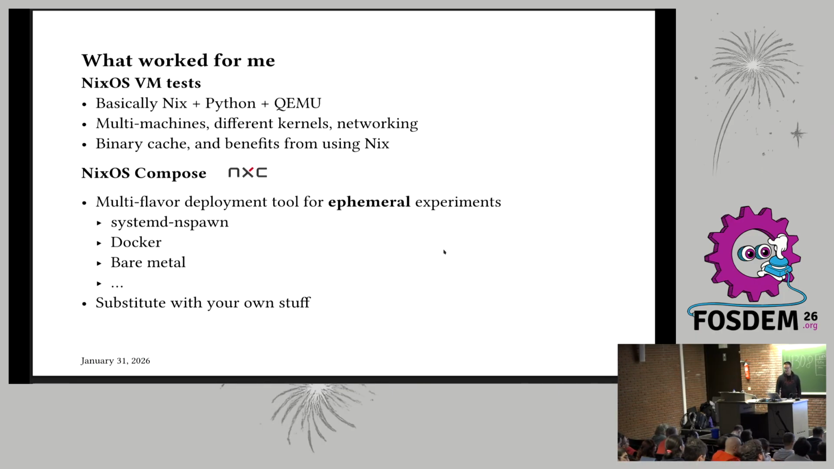So what worked for me is using a NixOS specific tool, but you can run this on a non-NixOS system with Nix installed. It's called NixOS VM Test. It's basically a wrapper around QEMU and generates scripts to set up the virtual networking and the starting script for QEMU VMs. So with this, you can have multiple machines running different kernels with networking between them. And you also get the benefits of just using Nix, for example the binary cache and everything. So you only build one path exactly once and never again.